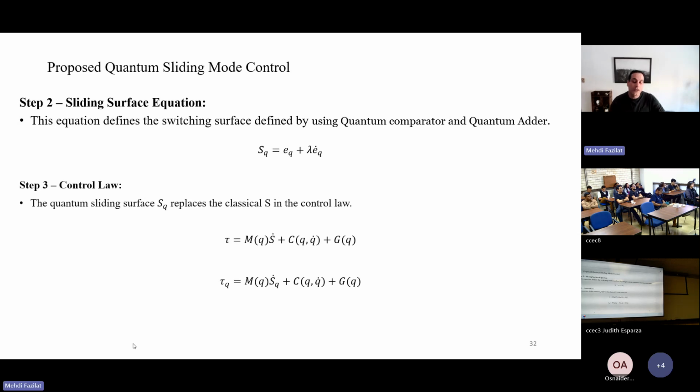In the final step, step number 3, we implement the sliding surface that we designed into the main control law. You can see the structure of the equation stays identical for both algorithms, the classical one and the quantum one, but it is handled with quantum principles. The big benefit is that a small change in the equation brings smoother, chattering-free results for us.